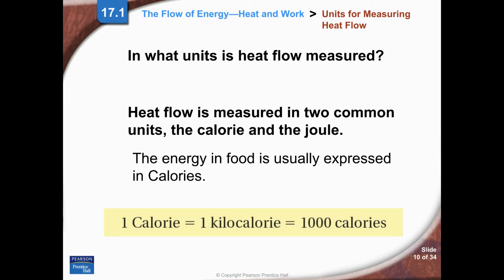So 1 Calorie equals 1 kilocalorie equals 1,000 calories. Just like every other scientific explanation that has a kilo in the front, remember that kilo means 1,000. Just like 1 kilogram equals 1,000 grams, 1 kilocalorie equals 1,000 calories. You've probably heard from different people that the average person should intake approximately 2,000 calories per day.